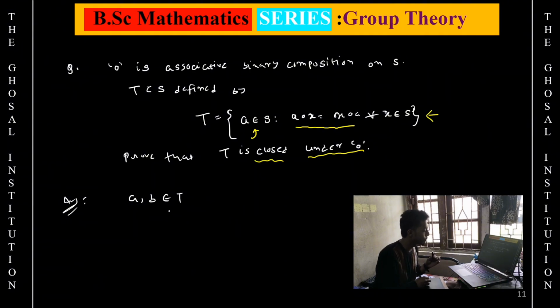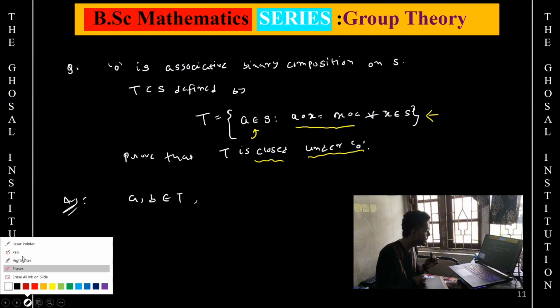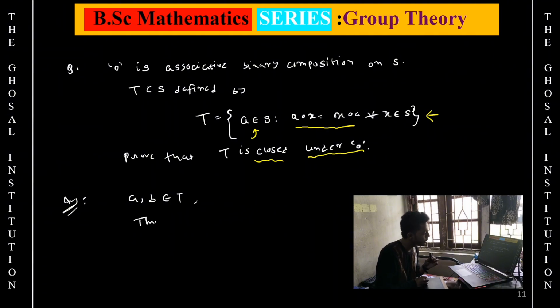Okay, A compose B belongs to T. So the pair (A, B) will be in T cross T, and you have to just check A compose B. Since A is in T, A compose X and X compose A will be the same for all X in S, because that's the definition of T: those elements are in T which commute with every other element of S. Since B belongs to T, B compose X is equal to X compose B for all X in S.